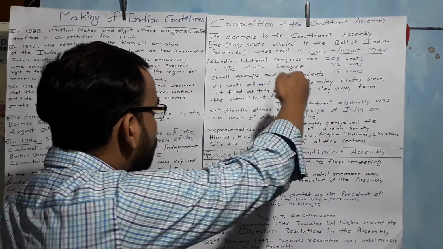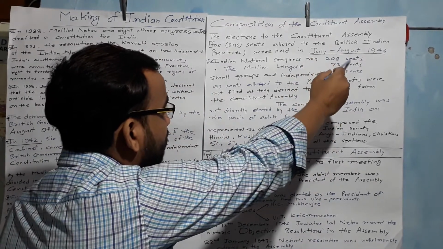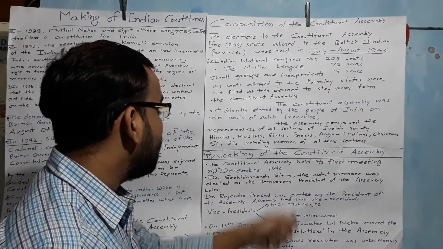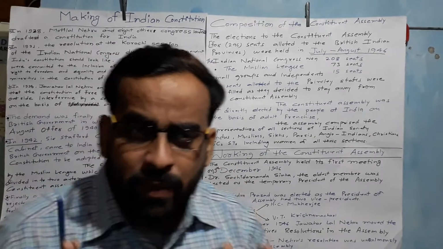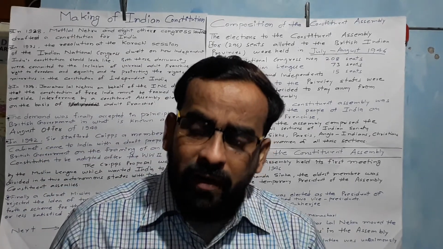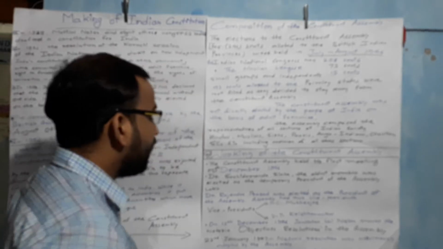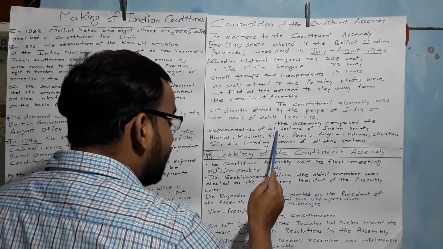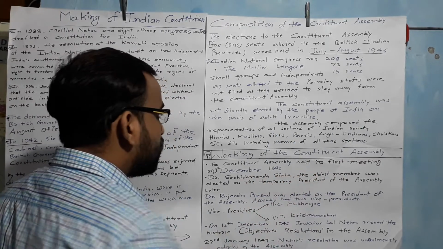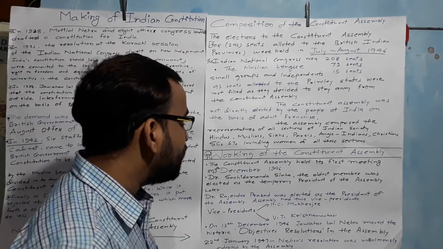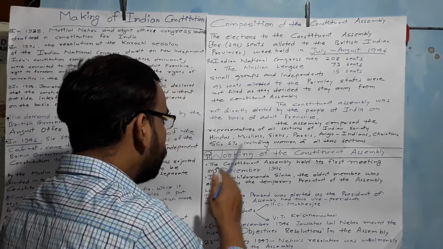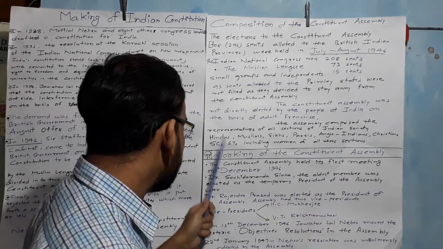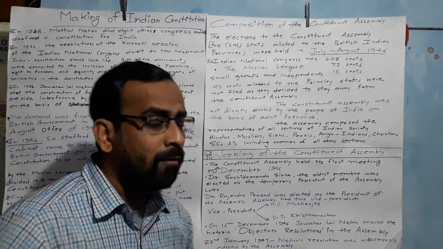These are the distribution of seats and the winning compositions. The Constituent Assembly was not directly elected by the people of India. Then who voted in the Constituent Assembly? The assembly comprised the representatives of all sections of Indian society: Hindus, Muslims, Sikhs, Parsis, Anglo-Indians, Indian Christians, SCs, STs, including women of all these sections.